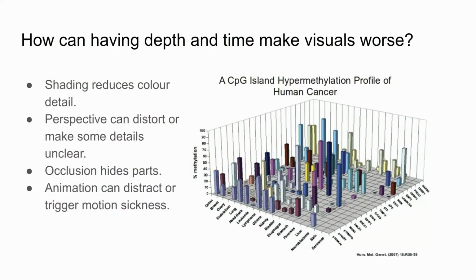A third one is the problem of occlusion. Occlusion is just a fancy word for saying some object in the foreground is blocking our view of some object in the background, so we can't see that background object. This kind of 3D bar plot is a pretty good example of that, where we have tall foreground bars and they're blocking our view of the background bars. We can't see what they are.